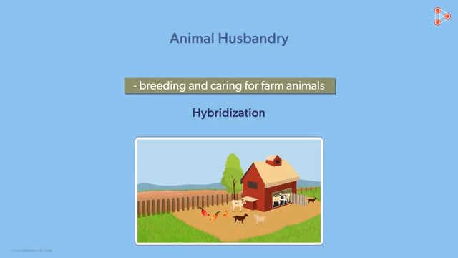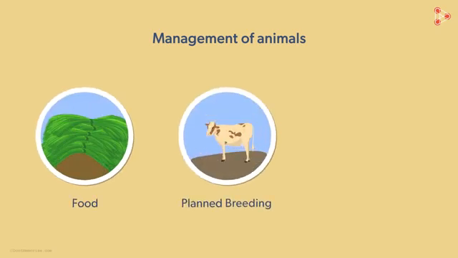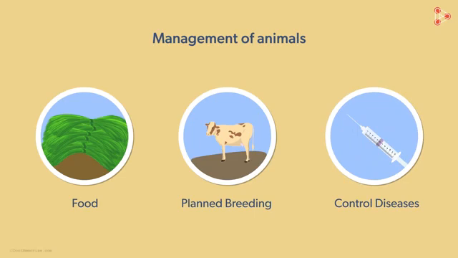The answer is quite simple. It is to ensure good qualities of animals which prove advantageous to humans. What all does the management of animals then involve? It involves work in 3 distinct areas. Animals need to be fed, breeding of animals is planned, and diseases that attack animals must be controlled.